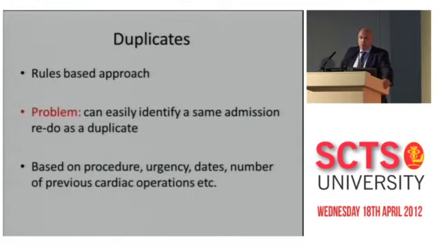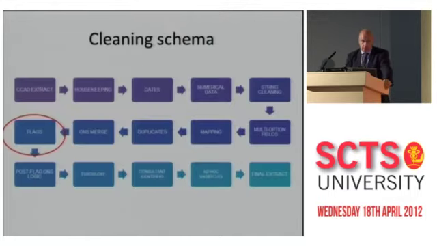So we've produced a number of rules to actually detect those duplicates, which are based on procedure, urgency, and the number of previous cardiac operations, some other things. And this is all now written down, so if anybody wants to look at it, they can look at the logic, which is written down in English for people to see, or if they want to, they can look at the statistical code, which actually describes how this stuff works.